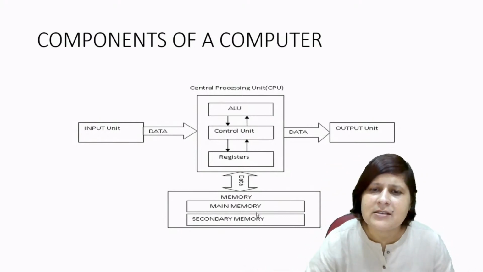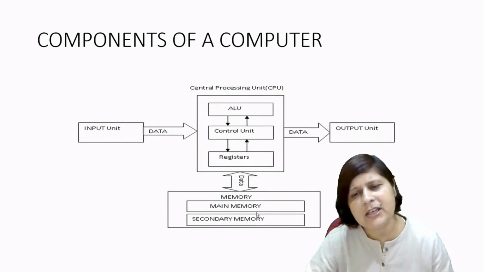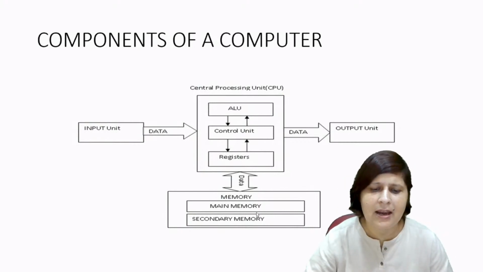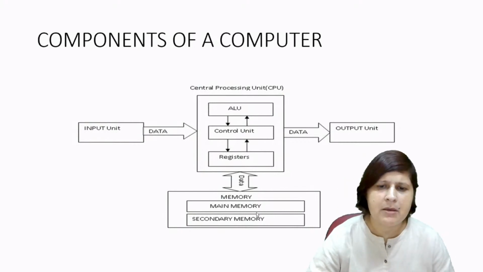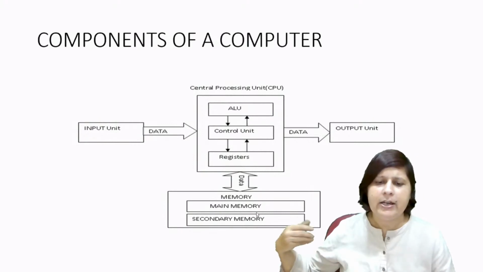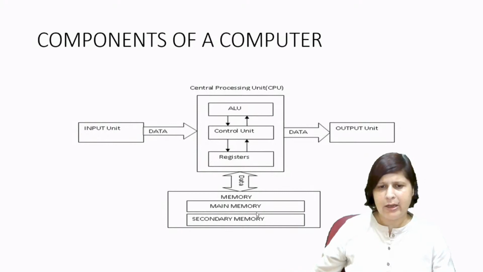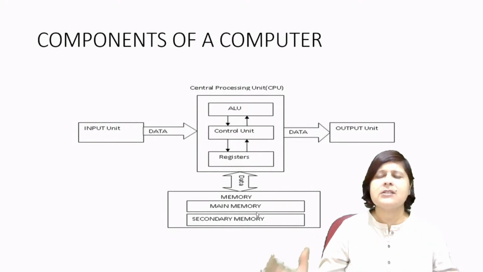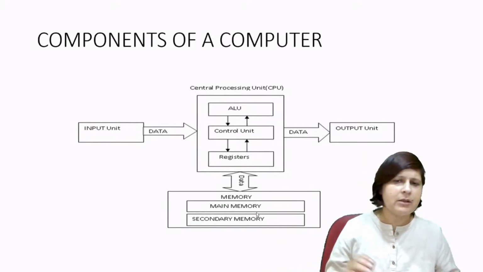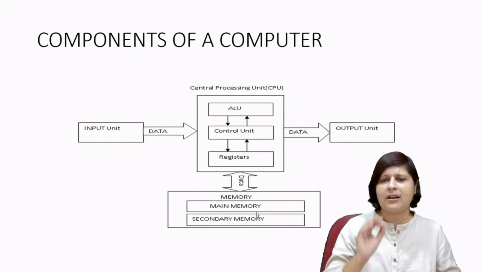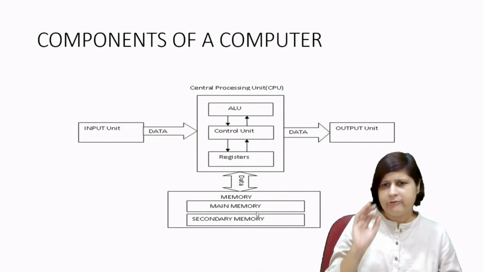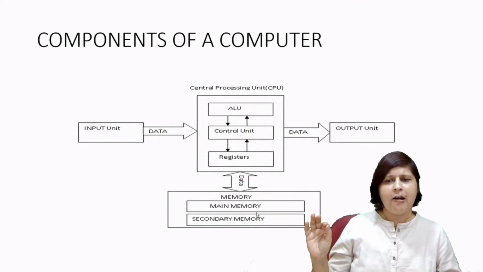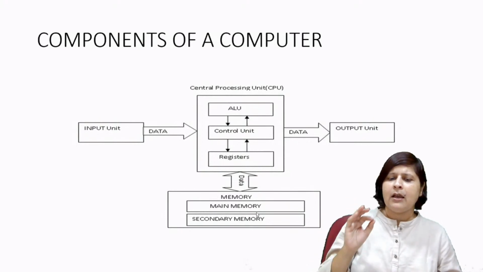In the central processing unit, there are memories. Memories are of two types: main memory and secondary memory. Main memory is again of two types: volatile memory and non-volatile memory. We'll discuss all these things in this lecture only, right? So these are the components of a computer. The basic components of the computer are the input unit, central processing unit, and the output unit, right? And the memory.